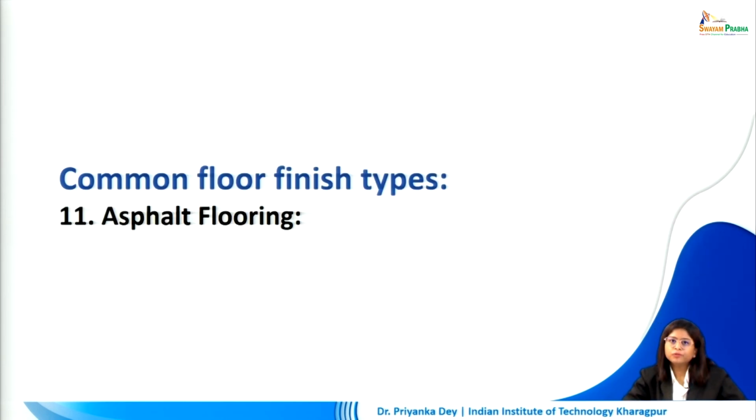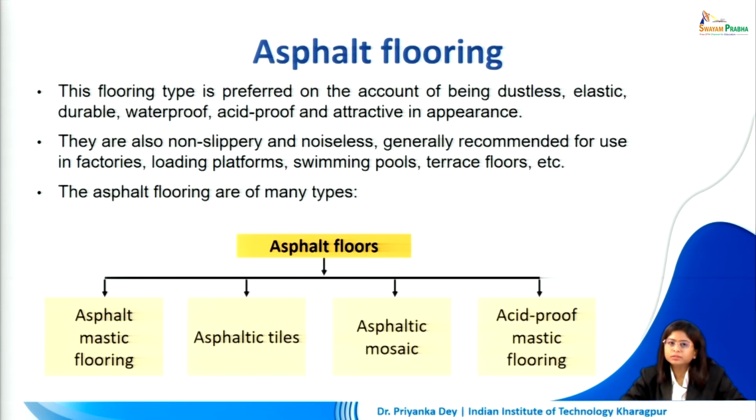The next type of flooring is called asphalt flooring. This flooring type is preferred because it is dustless, elastic, durable, waterproof, acid proof and attractive in appearance. They are also very non-slippery and noiseless. Hence, it is very much applicable in factories, loading platforms, swimming pools, terrace floors, etc., or other places where a lot of foot traffic is expected.